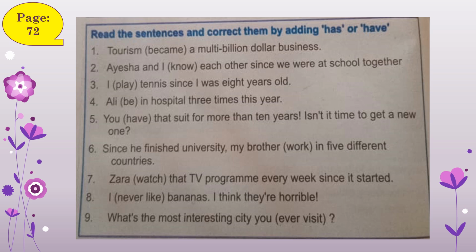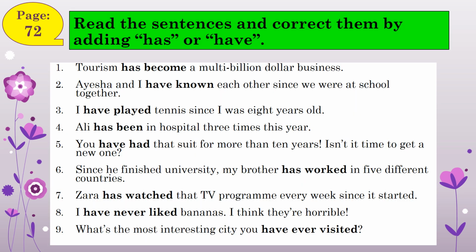Now, pause the video and try correcting the rest of the sentences on your own. Once you're done, resume the video to check your answers with me. Let's go. Now let's go over the correct answers for the has or have activity from page 72. Listen carefully and check your work as we read each corrected sentence together.